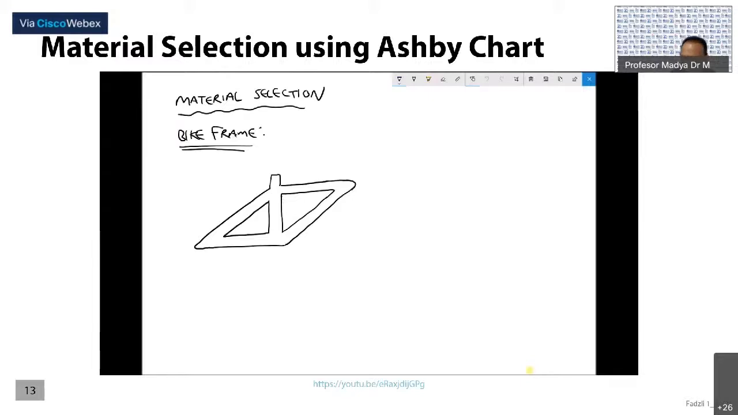Up to this point, we've been looking at material properties in isolation, but in this example, we're going to look at two properties that are connected, and I'll explain this a bit further as we go along. First of all, let's consider the bike frame that's shown, and let's consider the forces that are likely to be acting on this bike frame.